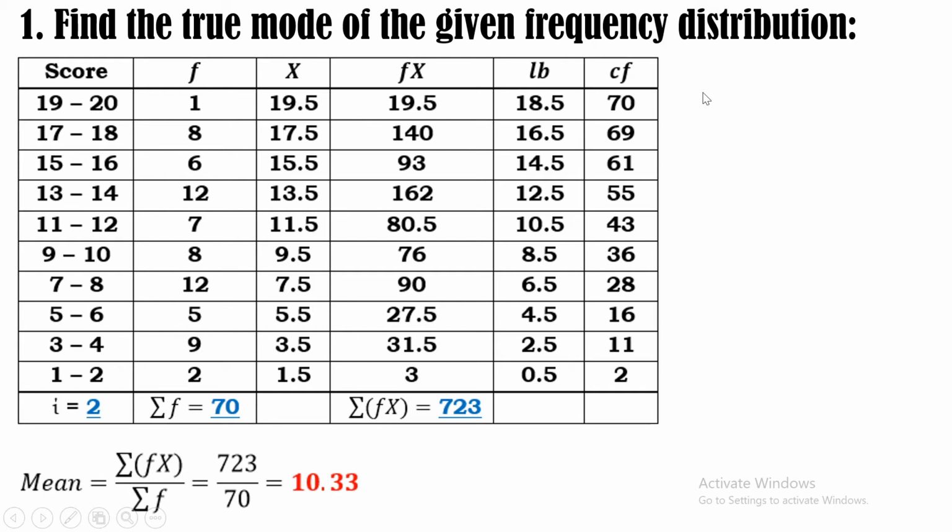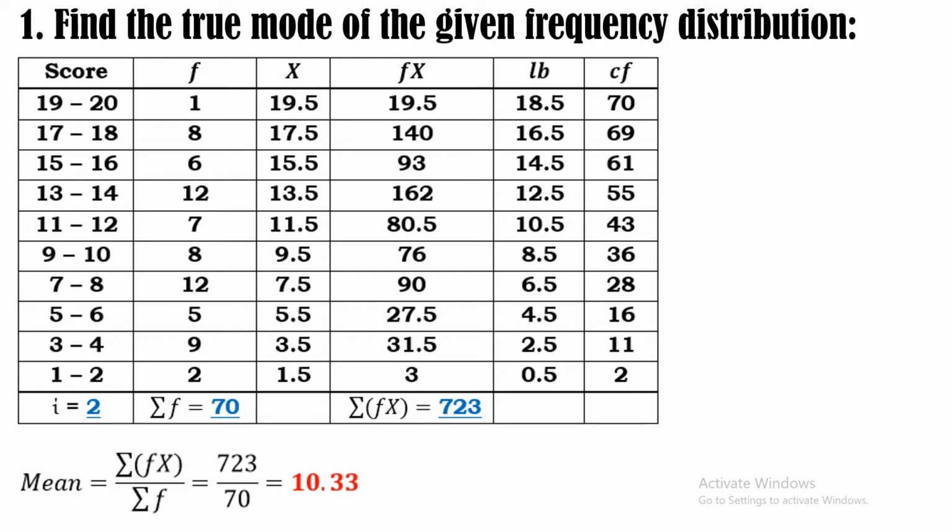Now, to make sure that your CF values are correct, the CF value of the highest class interval should be the same as the total frequency. And as you can see here, we have the same values, then that means our CF values are correct.